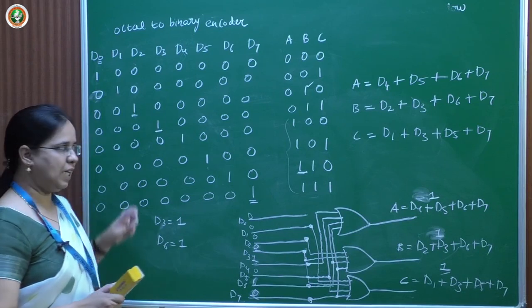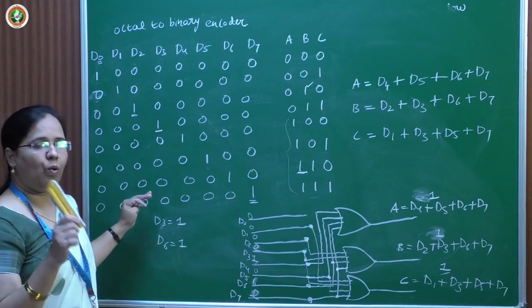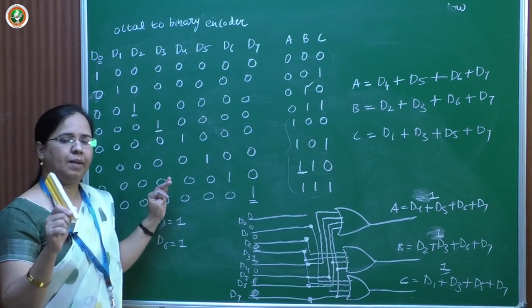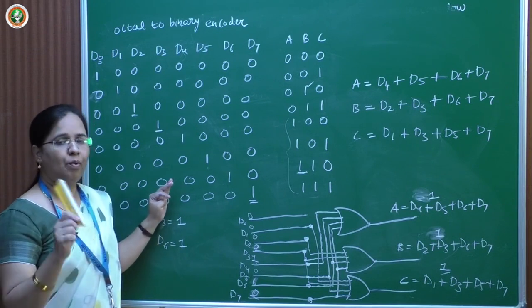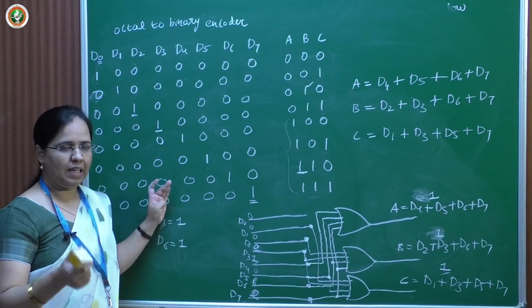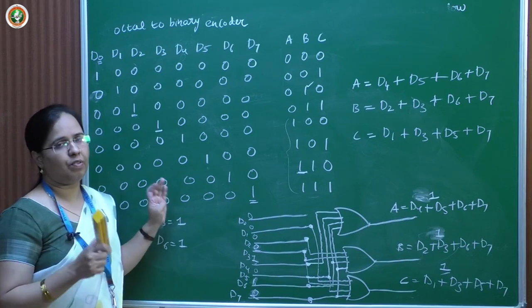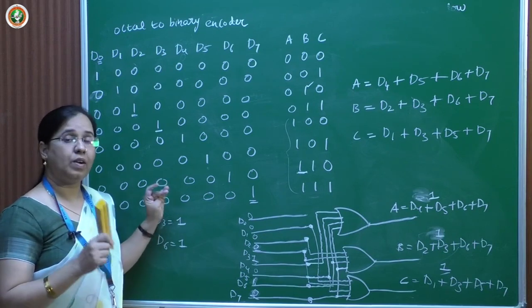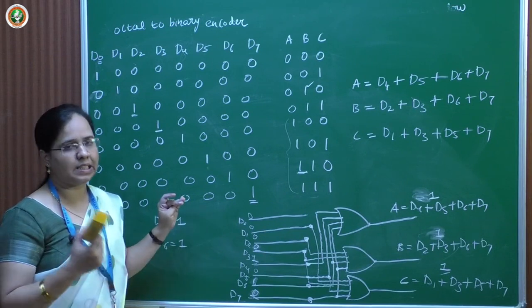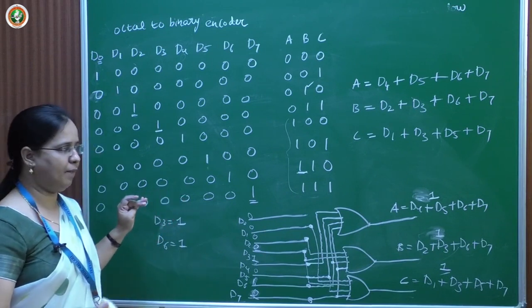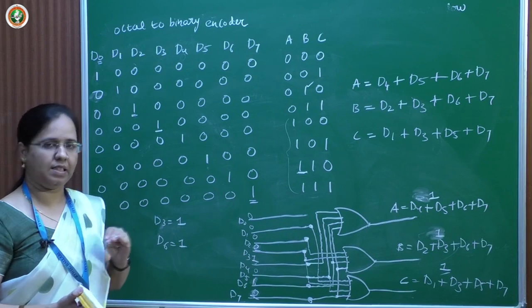So in this design, only one input can be high at a time. If more than one input is high, then the circuit is not going to work properly. What is the solution for this? We will be discussing it in the next topic in this same video. What is the other disadvantage?